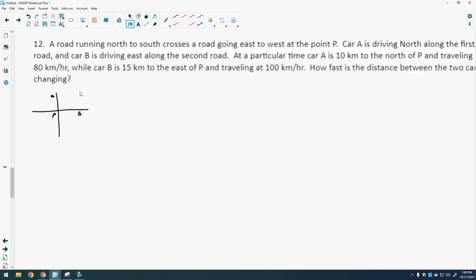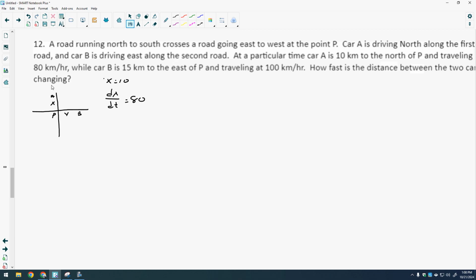At a particular time, car A is 10 kilometers north. So I'm going to call this X. I'm going to call this Y. So at some point in time, X is equal to 10, and is traveling, dx/dt, at 80 kilometers per hour.